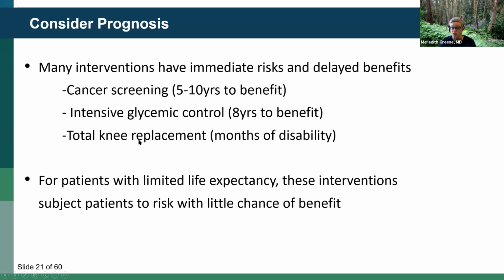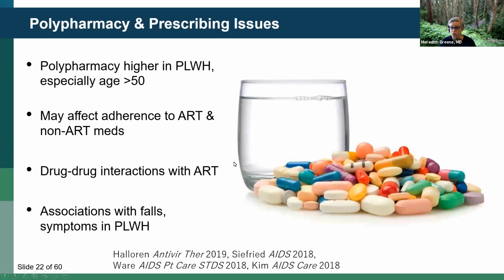Conversely, things like a knee replacement, which might only be months of recovery, might still be useful for someone and improve someone's quality of life, even if their life expectancy is more limited. So again, an individualized approach, and we'll talk about how some of the other assessments can help estimate someone's overall prognosis.